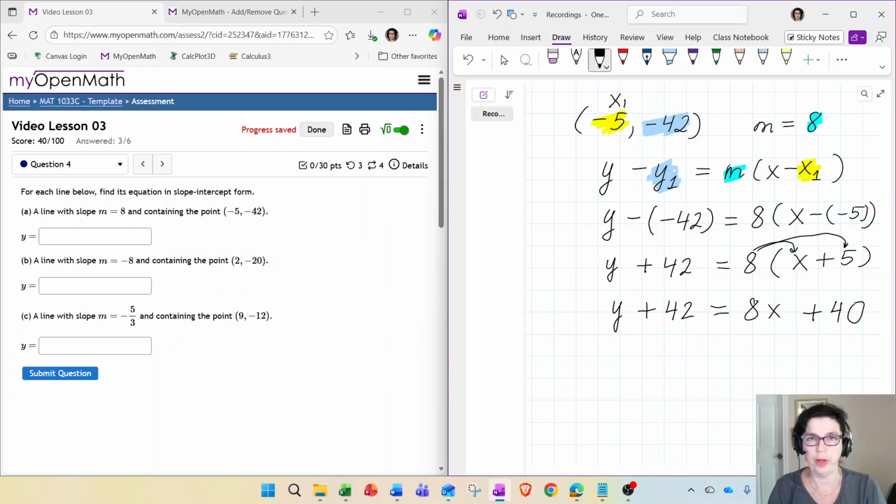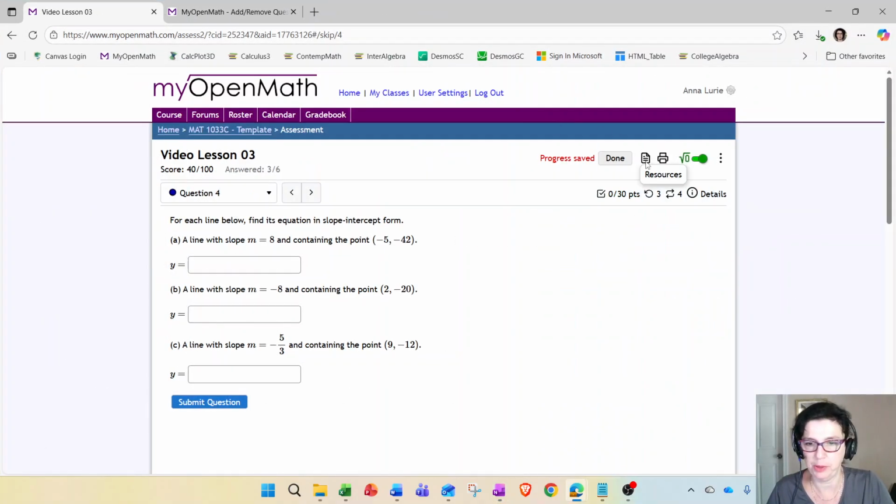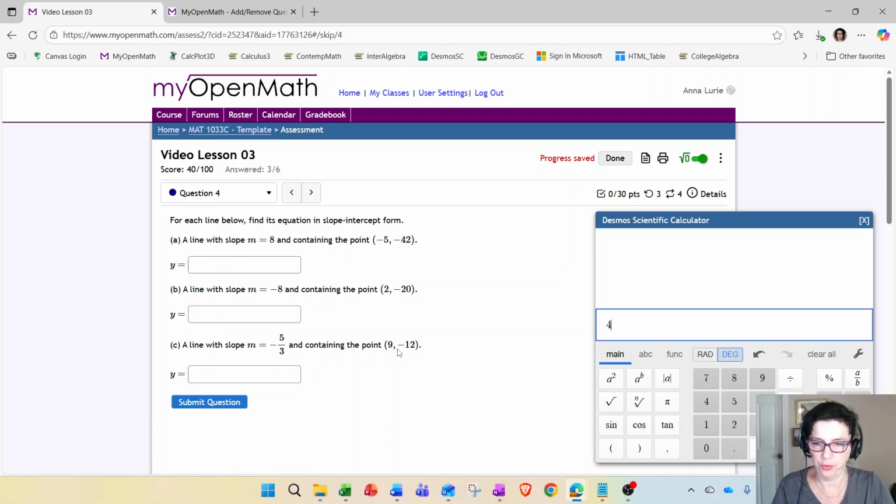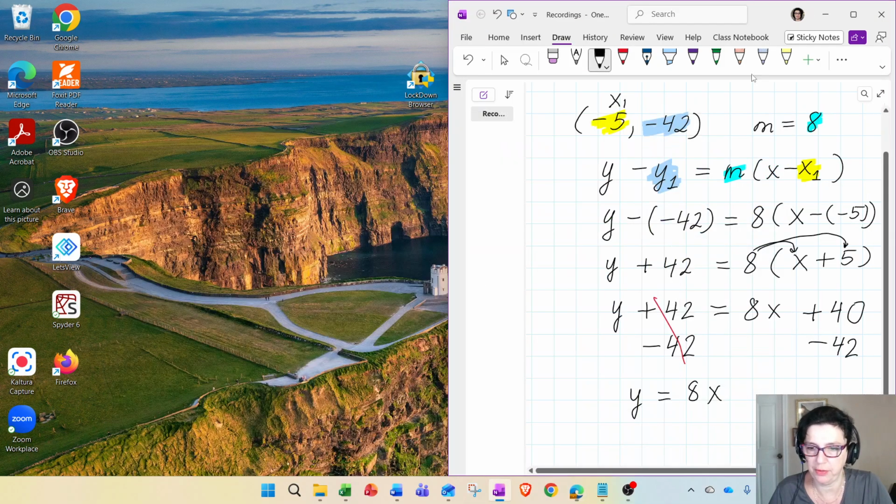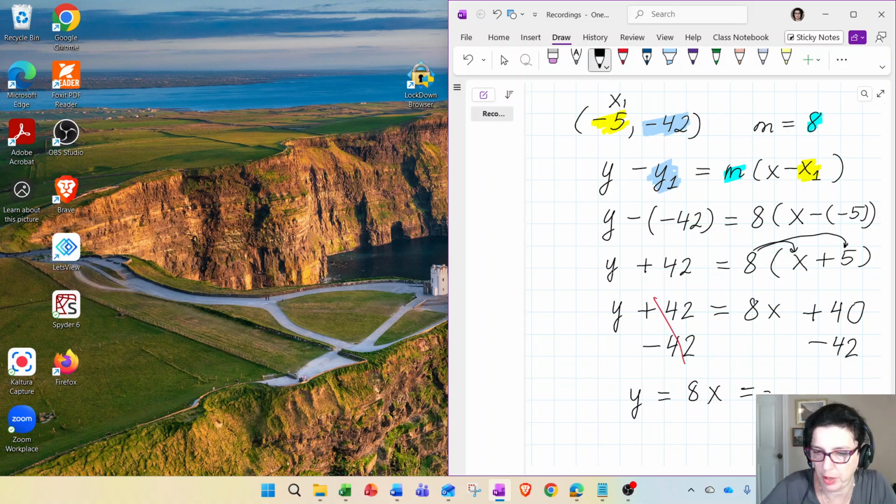Okay, and so we are almost done, but we want y by itself. So we're going to subtract 42 from both sides. Okay, and that's going to cancel it here. So we want opposites, right? Opposites cancel. So here we got y equals 8x plus 40 minus 42. What is 40 subtract 42? If you want to, you can just use Desmos right here. Just use Desmos, say 40 subtract 42. But because the second number is larger, you are expecting a negative answer. So you shouldn't be surprised that you get minus 2.